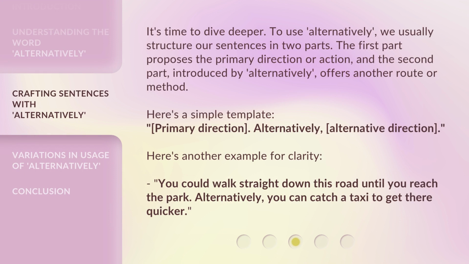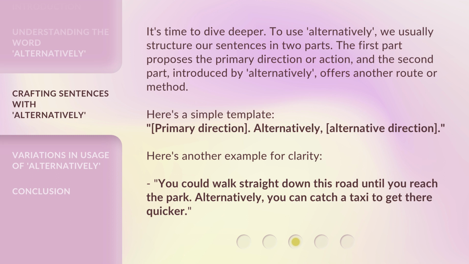It's time to dive deeper. To use alternatively, we usually structure our sentences in two parts. The first part proposes the primary direction or action, and the second part, introduced by alternatively, offers another route or method. Here's a simple template. Primary direction, alternatively, alternative direction.